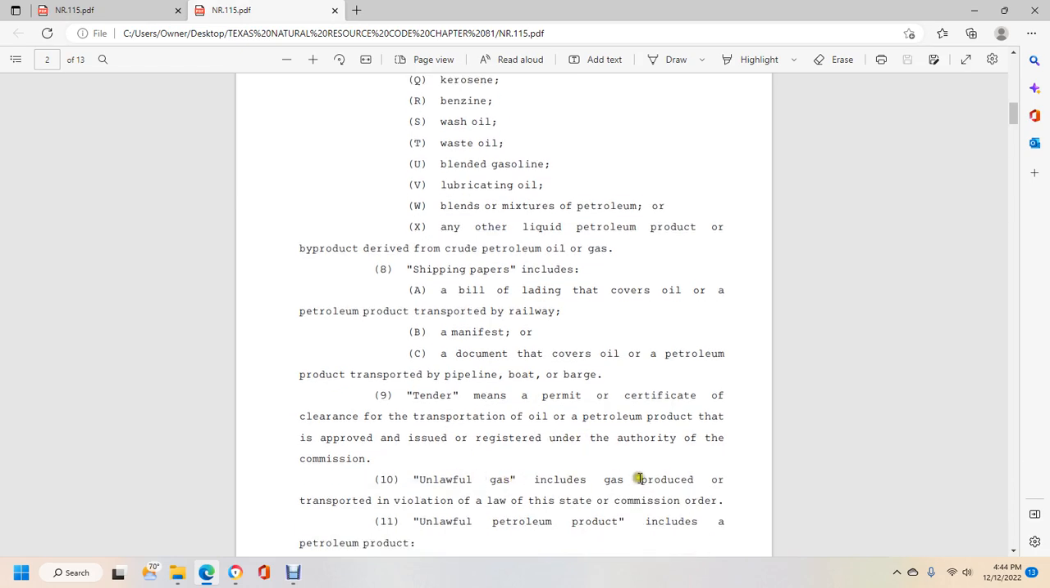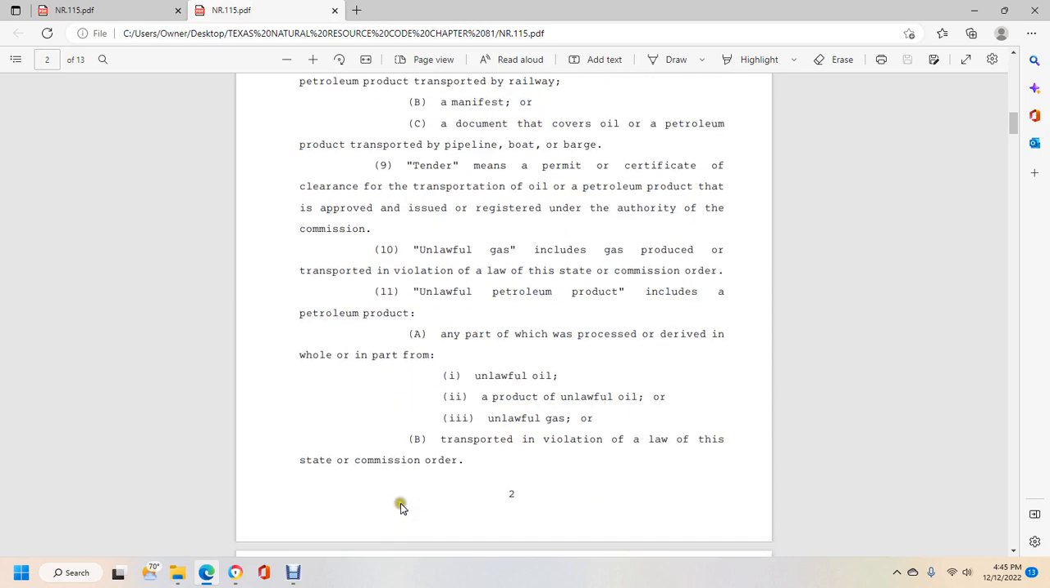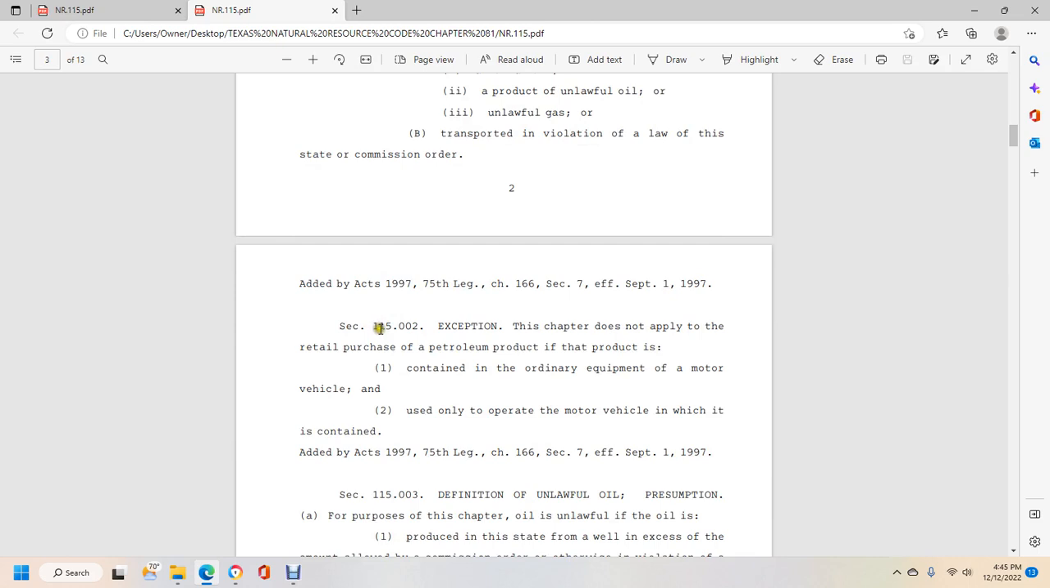Unlawful gas includes gas produced or transported in violation of a law of this state or a commission order. Unlawful petroleum product includes any petroleum product, or any part of it, derived in whole or in part from unlawful oil, unlawful gas, or unlawful gasoline transported in violation of a law of this state or a commission order. Amended by Acts 1997. This exemption does not apply to the retail purchase of petroleum product for the ordinary equipment of a motor vehicle, but usually only operated with the motor vehicle in which it is contained. Acts 1997.